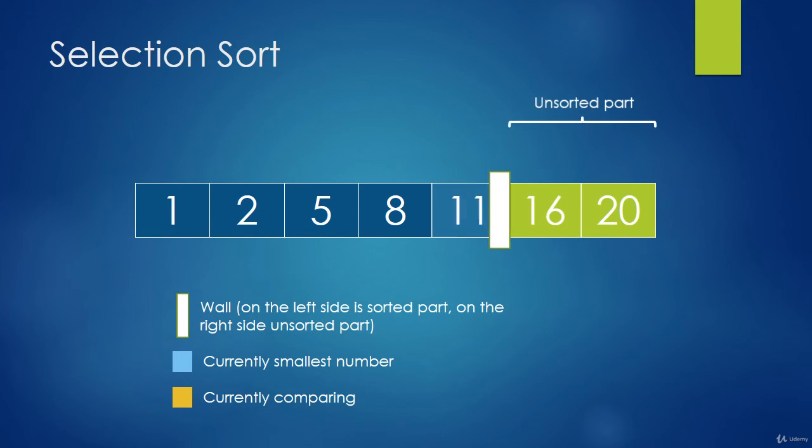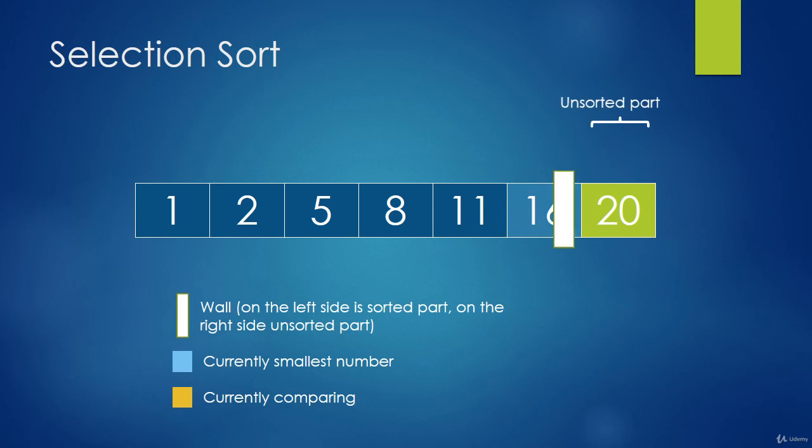Even though this array is already sorted, the computer doesn't know that, so it will go through one more iteration and compare 16 and 20 and add 16 to the end of our sorted part. And once we have only one number, we know we are done.